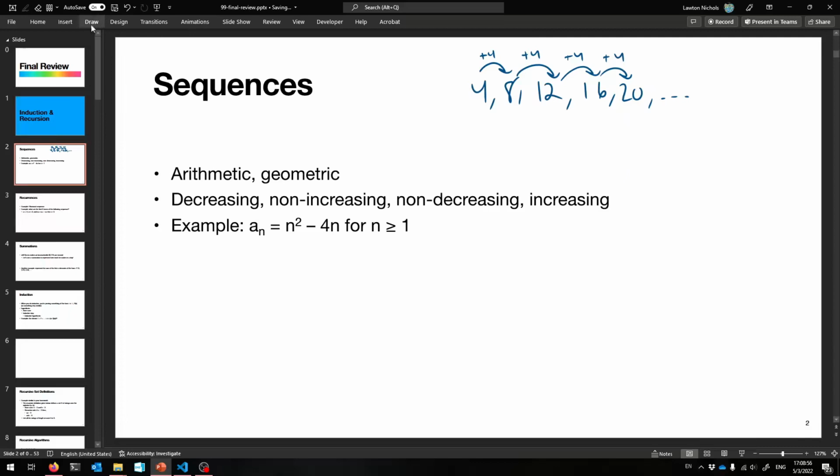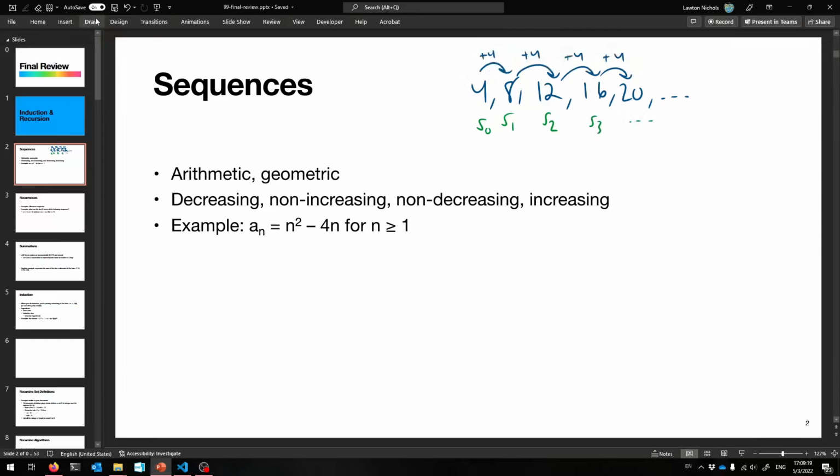And any sequence in general can be talked about using the elements of the sequence. So which element of the sequence is this? Maybe this is a sequence called S, and this 4 would be element number 0, right? This 8 would be element number 1, 12 would be element number 2, and this is S3, and so on and so forth. All right? So that is arithmetic sequences.